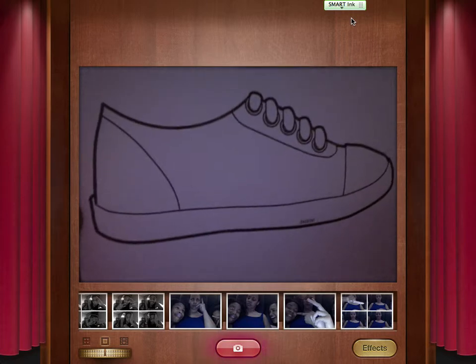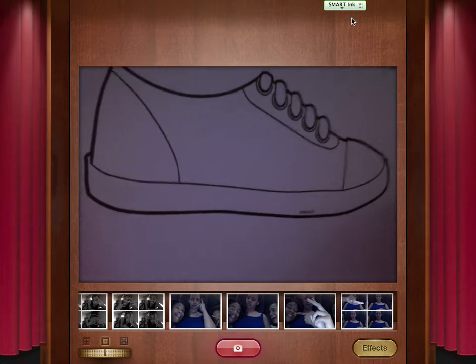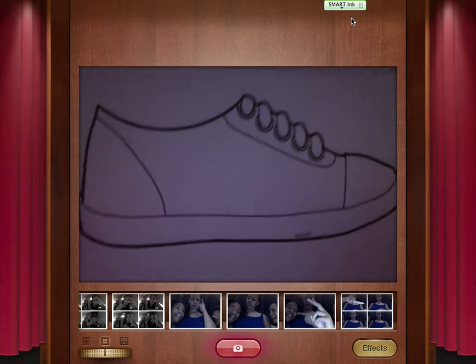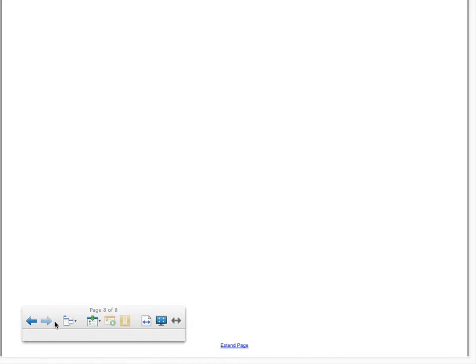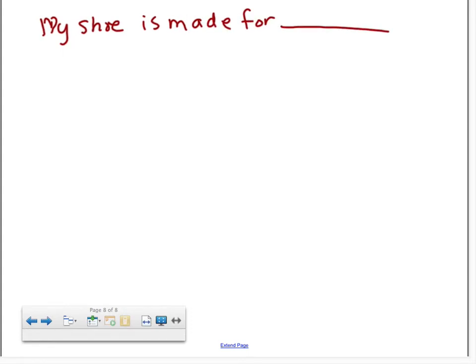Guys, pay attention. You have something that looks like this, correct? Listen to your instructions for what you are going to be doing. If you notice at the top of your paper, it says, my shoe is made for, Kobe Bryant. Shh, be quiet. In that blank spot, you are going to put what your shoe is made for, one of those sports or activities that we talked about today.